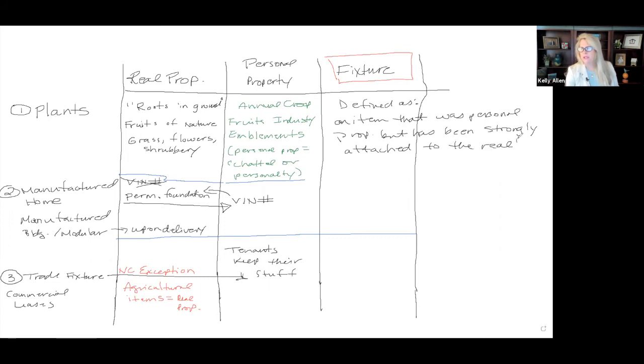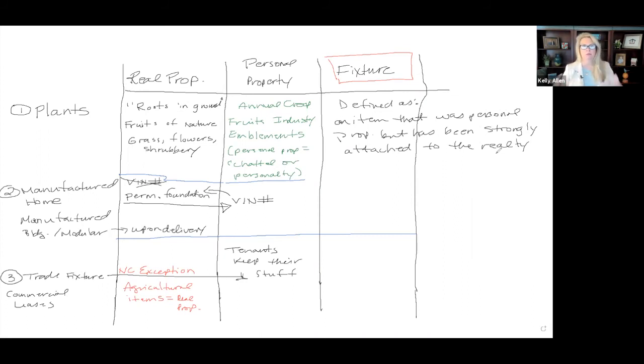What do I mean by strongly attached? Think of words like glued, screwed, bolted, installed, wired. All of those types of words will indicate that an item is now a fixture because it is affixed or attached to the realty. Some examples would be a ceiling fan. You've got to wire that in.